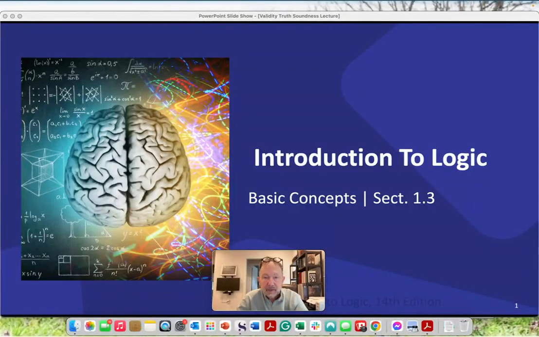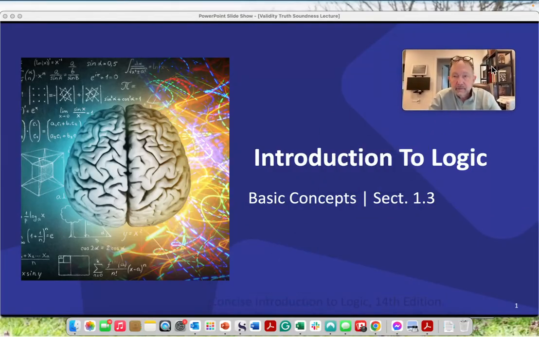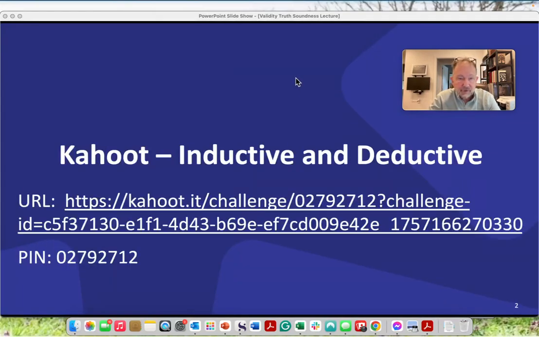Hello, everybody. So we're moving along with basic logic, and this week we're going to be talking about what qualities we look for in arguments in logic to determine if an argument is valid or invalid, sound or unsound, strong or weak. And those qualities apply differently depending on the type of argument, as you'll see.